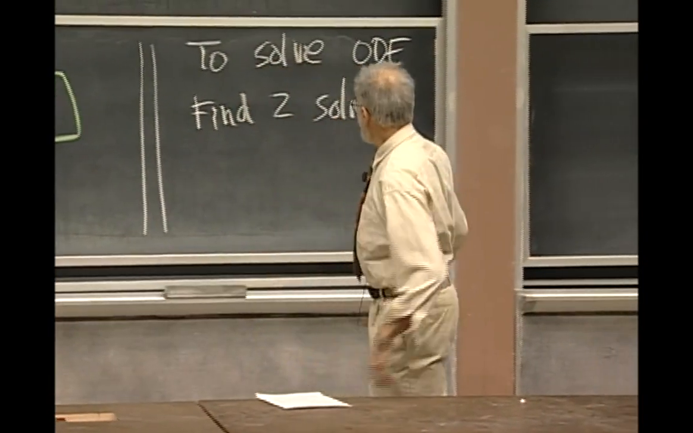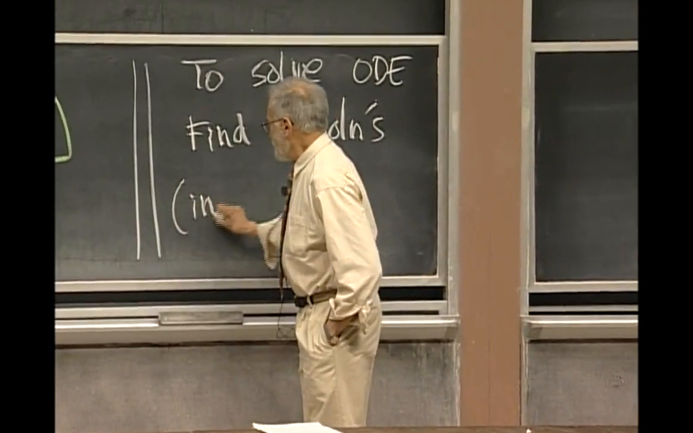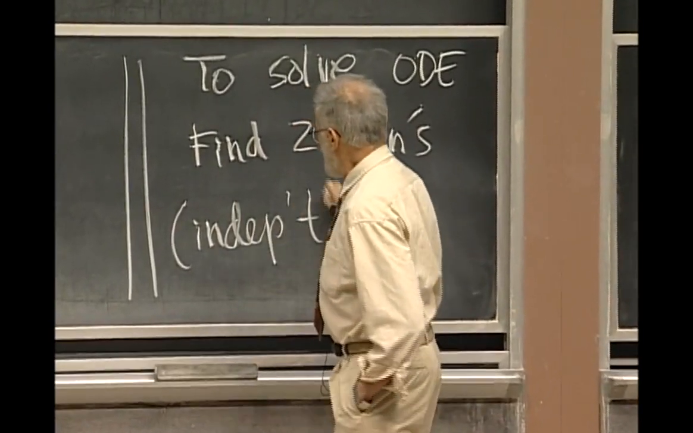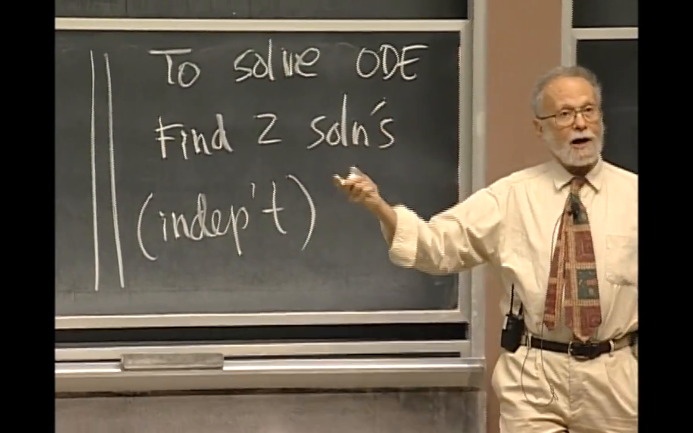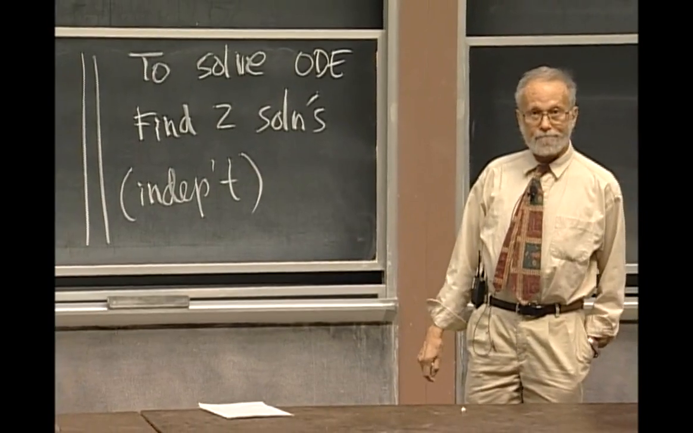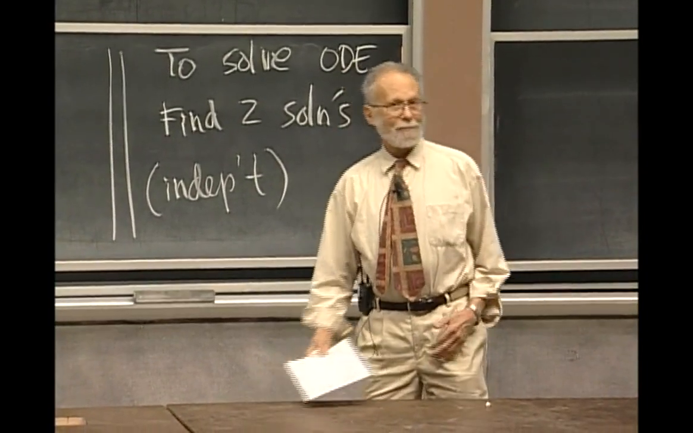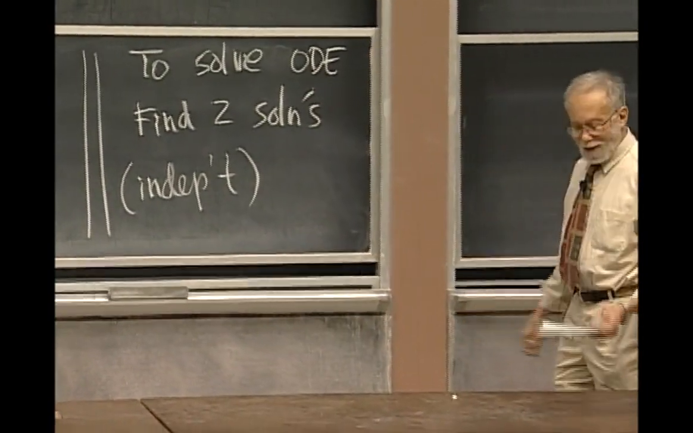So the solutions have to be independent, which means, to repeat, that neither should be a constant multiple of the other. They should look different. That's an adequate explanation.